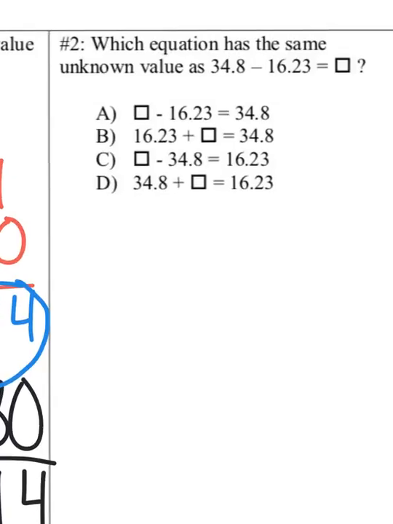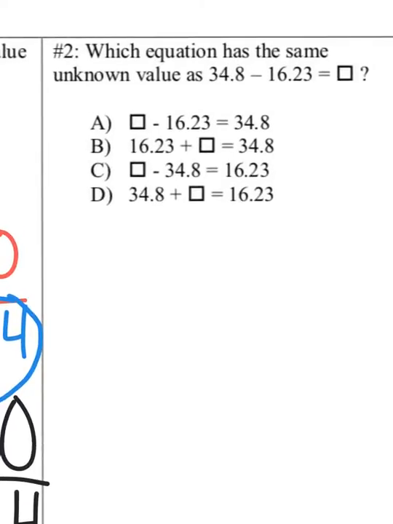For number 2, it says which equation has the same unknown value as 34.8 minus 16.23 equals a square. So once again, let's make this one really easy for us. Let's make this into a 30 minus an easy number, 15. Now you might wonder, but Mr. Lou, 16.23 is closer to 16 than it is to 15. That's correct, but in this case it really doesn't matter.